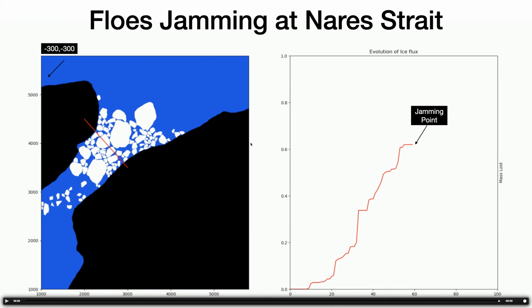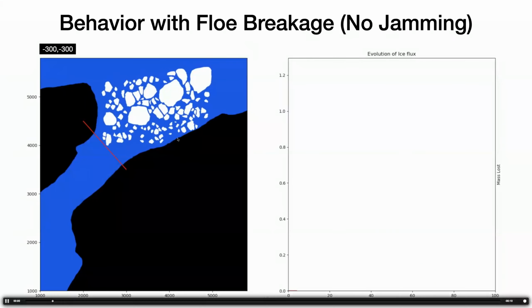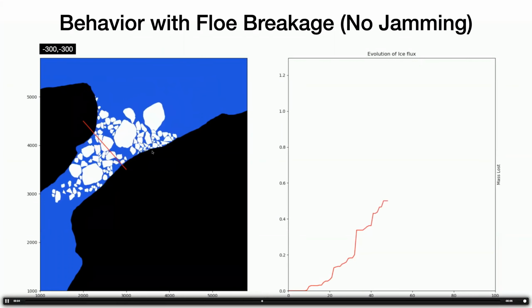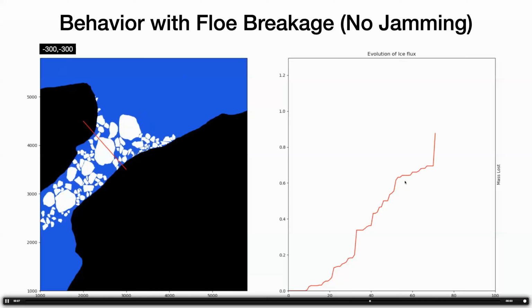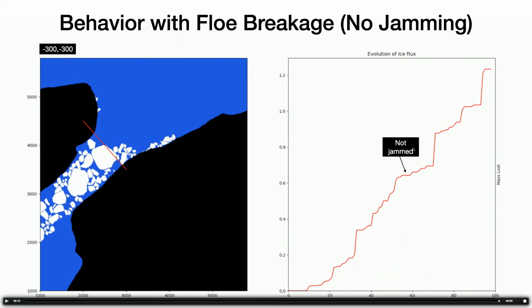So now, instead of just working with simple sea ice kinematics without any breakage or melting, we decided to replicate exactly the same behavior, but with breakage caused by contacts between the floes and the walls. And as you can see, this breakage lubricates the mass flux through the strait. We get to a point where jamming doesn't happen, and instead we have continued flow through the strait.